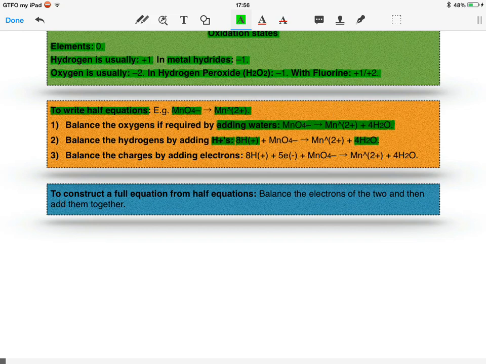Finally, we just have to balance the charges, and we do this by adding electrons. So we've got the 8 H+ and the -1 from the manganate, so that's an overall charge of +7. But on the right, we have a +2 charge. So to balance it, we need to add 5 electrons onto the left, so both sides have a +2 charge.